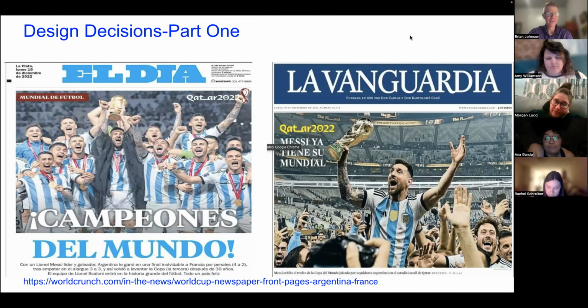Okay. Yeah, there's definitely a different focus. You know, if we were going to subtitle the picture on the left, you might say the Argentine team versus Messi. It's definitely more Messi focused.